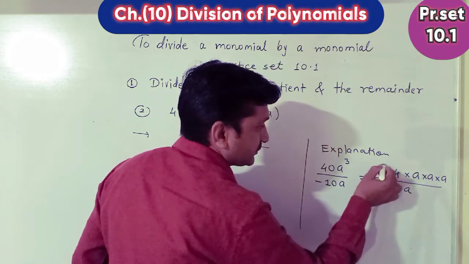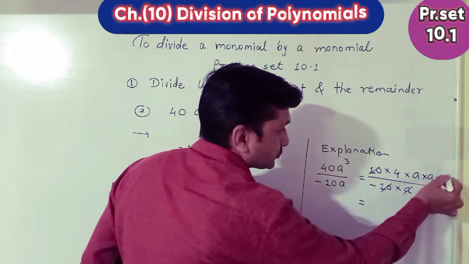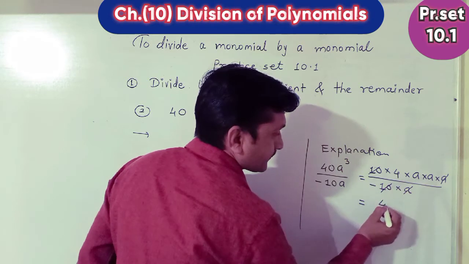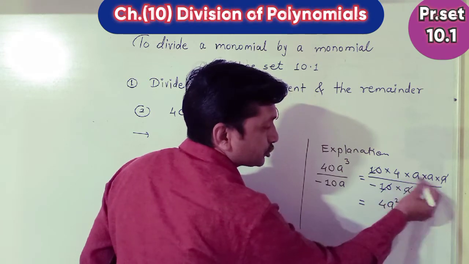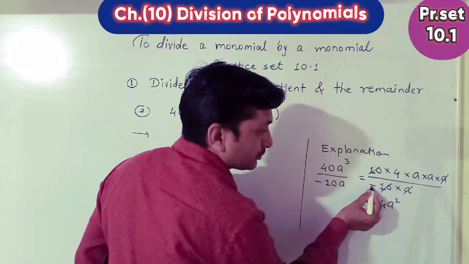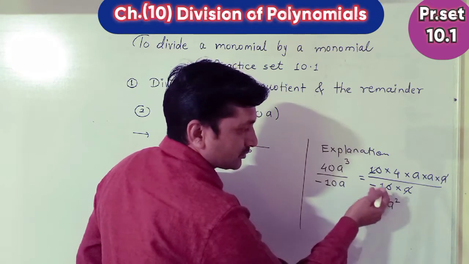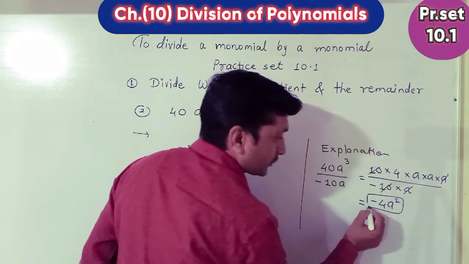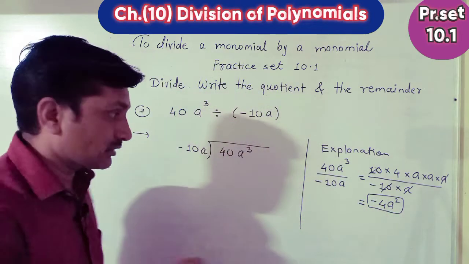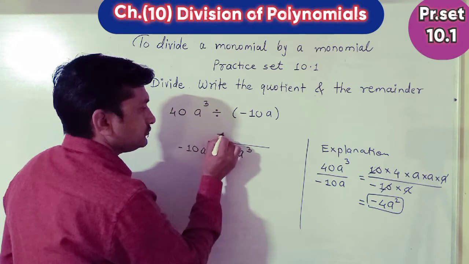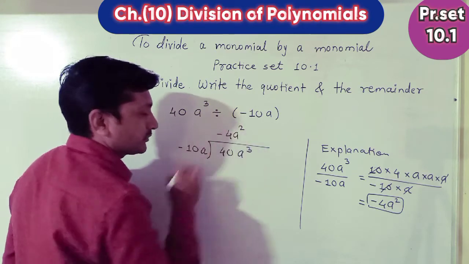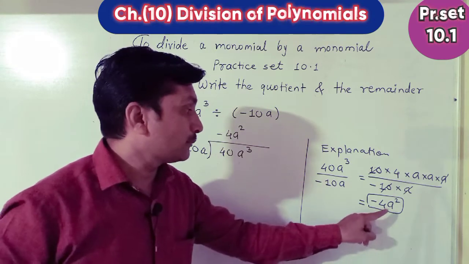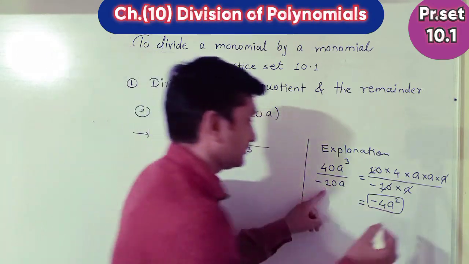Now like terms cancel, 10 will cancel, a also cancels here. Now what is left? You see 4a square, correct? 4a into a, 4a square, and here down is minus 1. In denominator minus 1 is there, therefore give minus sign to the numerator, means minus 4a square is the quotient. Right, here up, minus 4a square. After getting quotient, first term of the quotient, multiply it by divisor again.